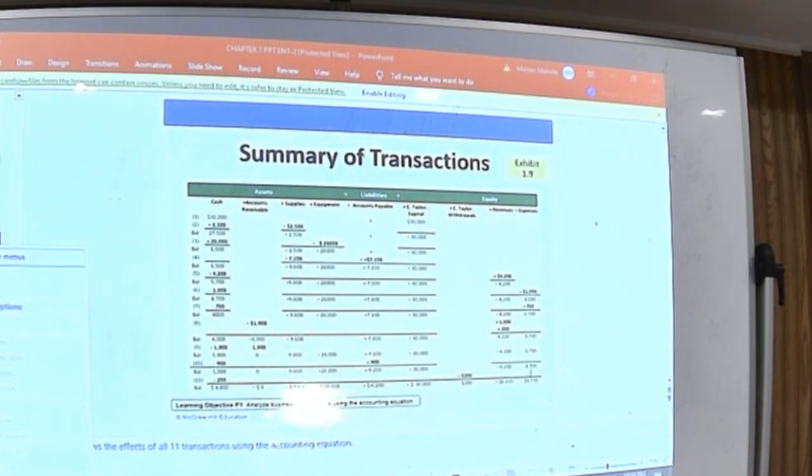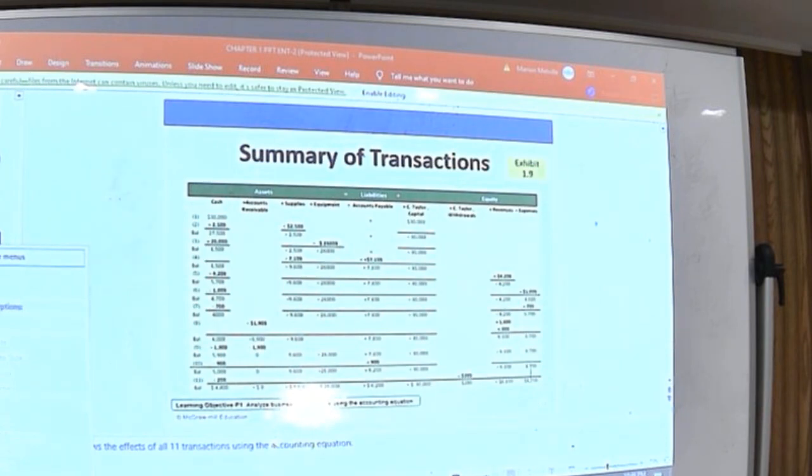Okay, this is just kind of a spreadsheet presentation that sort of summarizes all of those transactions that we've just gone through. We've just totaled them up, once again proving that the accounting equation is okay.